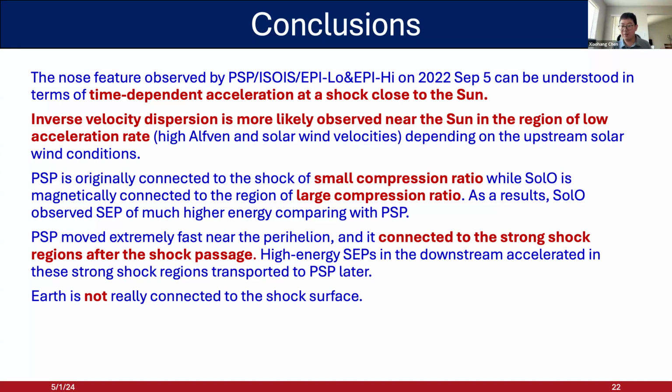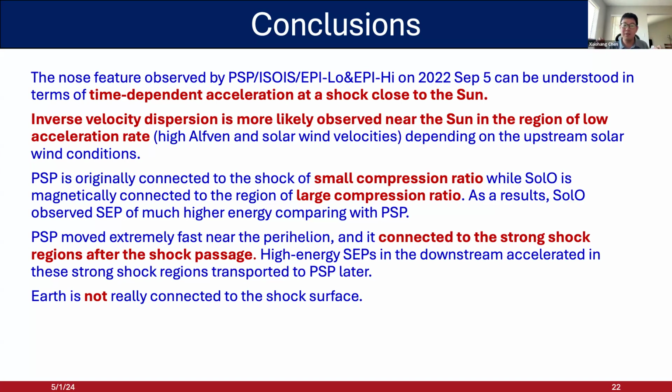We can also explain why PSP observes relatively lower energy compared to Solar Orbiter. This is because PSP is connected to shock regions with smaller compression ratio, so it is not very efficient at accelerating particles to high energies. But Solar Orbiter is connected to the large compression ratio regions, which means the shock is stronger here, and the particles can be accelerated very rapidly to high energy. That's the reason why we see the SEPs above 100 MeV.